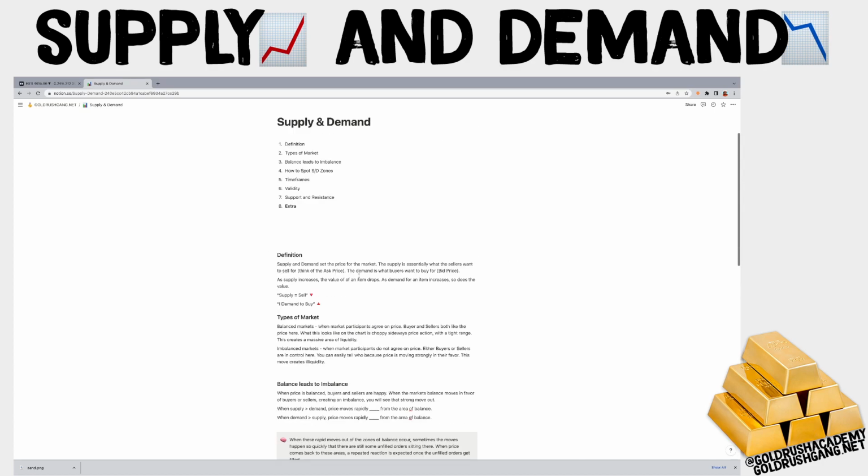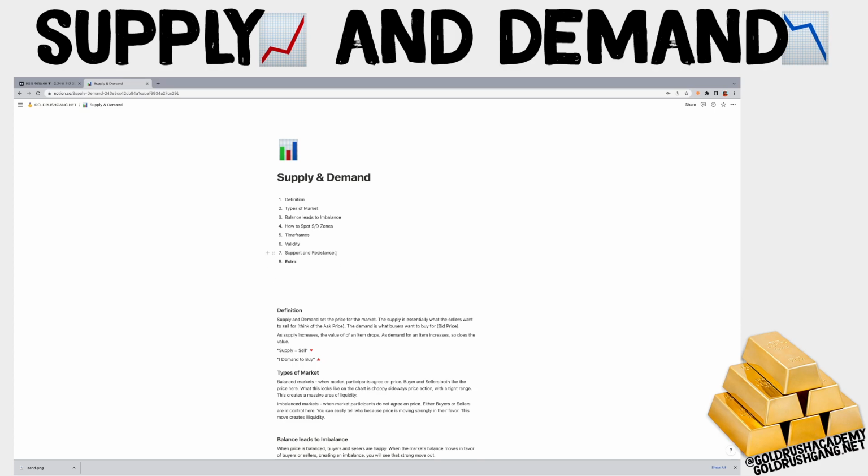So the definition, as we all know, supply and demand set the price for the market, right? Supply is essentially what sellers want to sell for. Think of it, and this is very rudimentary, as the ask price. Demand is what buyers want to buy for. So think of it as a bid price.